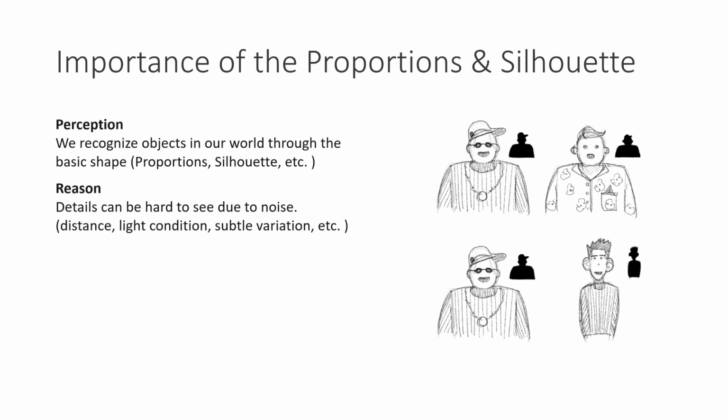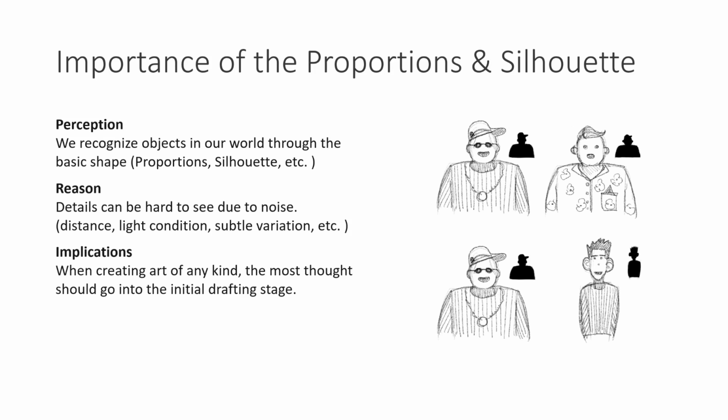And now to give the opposite example, here are two characters who have very similar details. So I gave them the same kind of shirt, but in the end they are completely different for the simple reason that their basic form, their basic silhouette, the thing that we recognize the first, is completely different. And that's why we really need to focus on this stage very much.